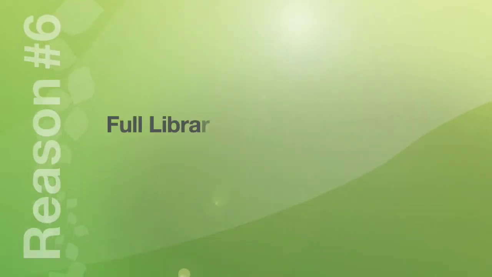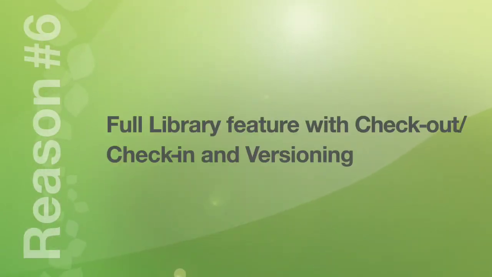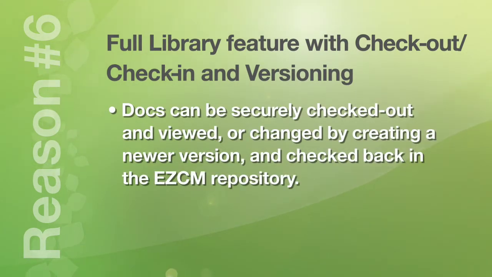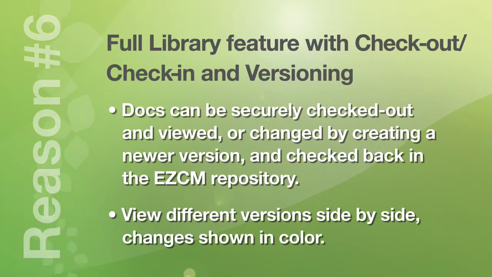Number 6, full library feature with checkout, check-in, and versioning. Documents can be securely checked out and viewed or changed by creating a newer version and then checked back into the EZCM repository. Different versions of the document can also be viewed side by side, and changes that have been made to documents will be shown in color on the screen.